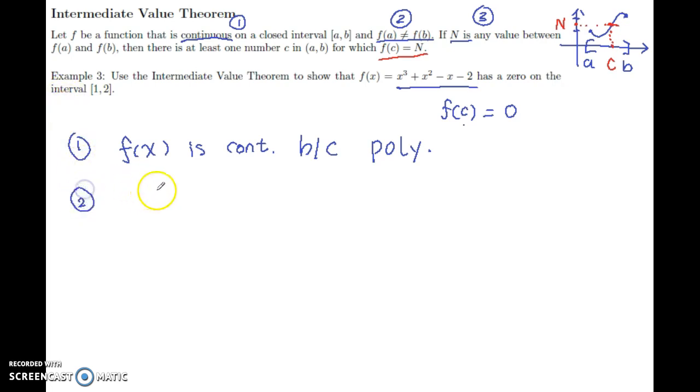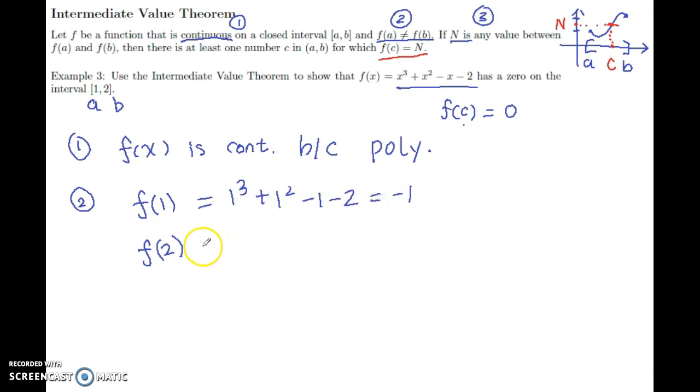Now second, we need to verify f of a, in this case f of 1, is not the same as f of b, which is f of 2. So a is 1, b is 2 in this case. So we plug in: 1 cubed plus 1 squared minus 1 minus 2 is negative 1. 2 cubed plus 2 squared minus 2 minus 2 is 8. So we do have f of a not equal to f of b.